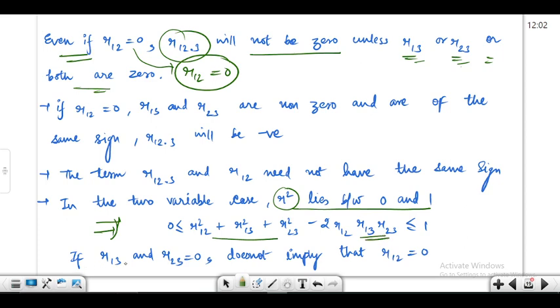If r13 and r23 are equal to 0, it does not imply that r12 is equal to 0. Just think about this, and it will make sense to you. This is something I'm leaving for you to think about. It's a very simple thing. You can also use the formula if you want.